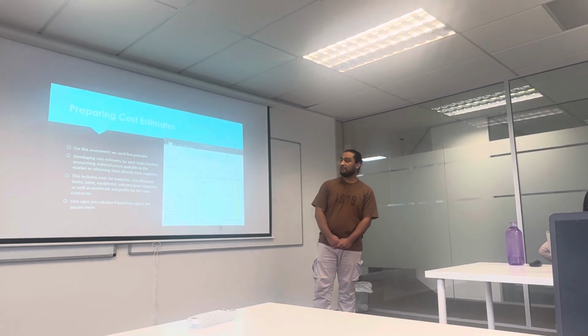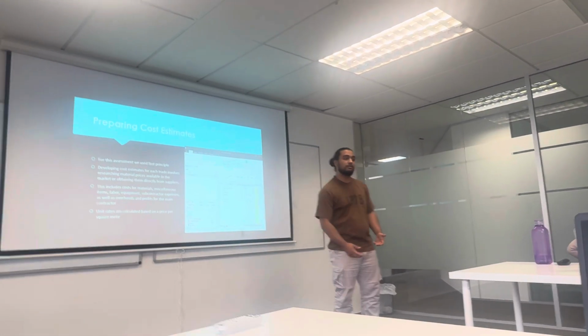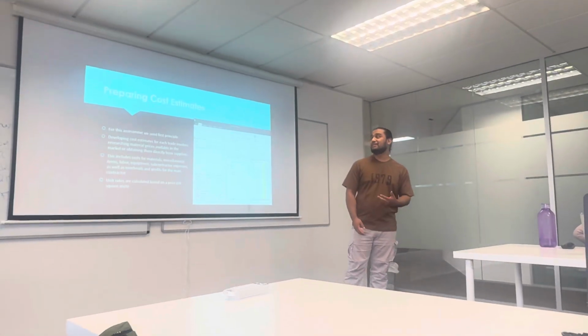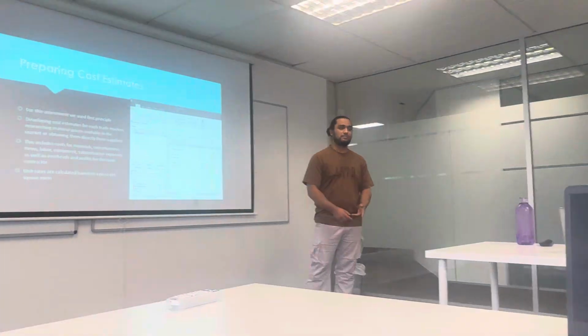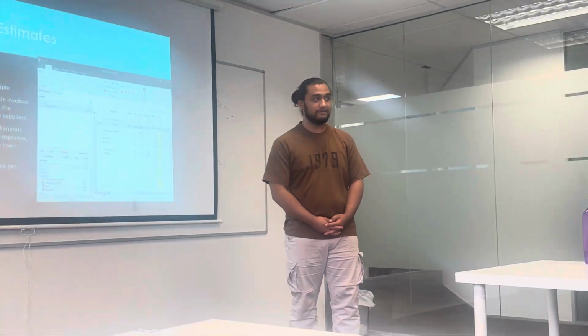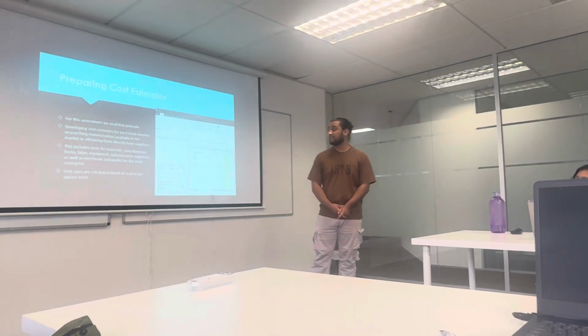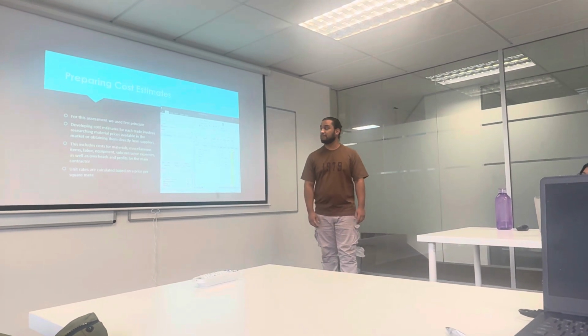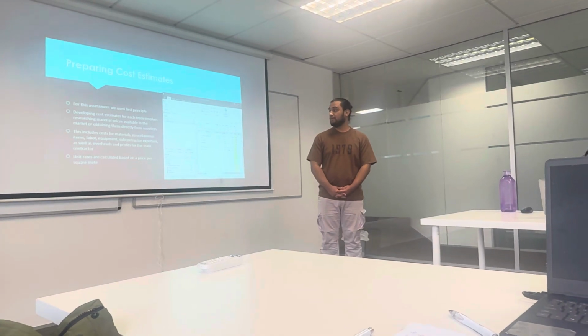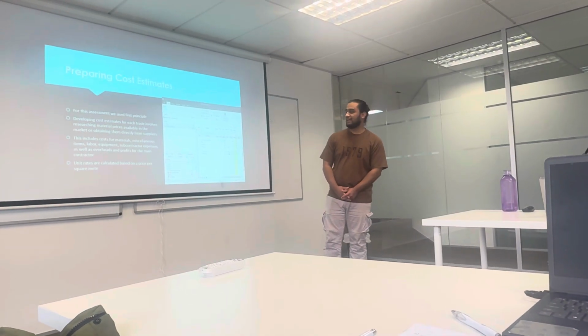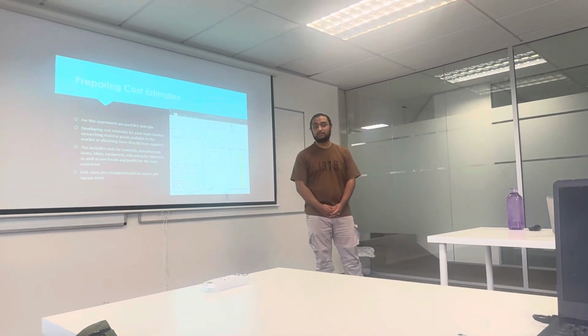Preparing the cost estimation for this assessment. To create a cost estimation, we adopt the first principle approach, which is labor, material, plant, and then wastage and overhead profit. Developing a cost estimation for each trade involves researching material prices from different suppliers. This includes material cost, miscellaneous items, labor, equipment, subcontractors, and more. Unit rates are calculated per square meter.